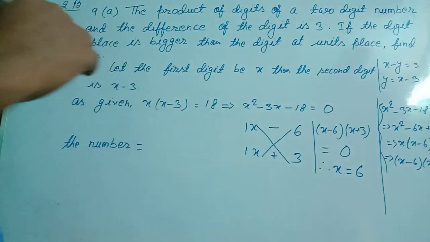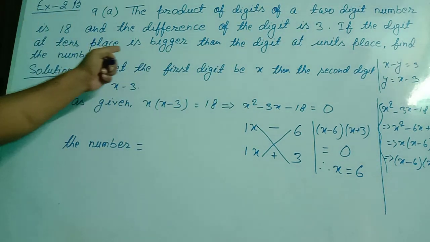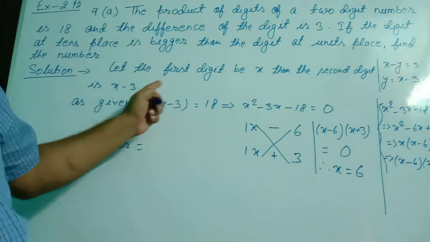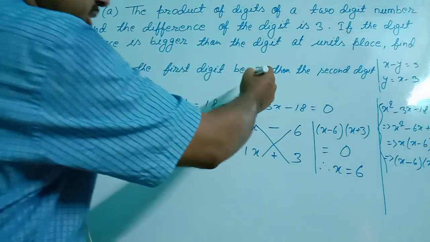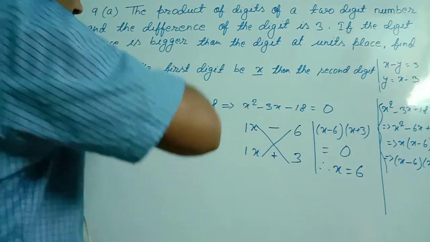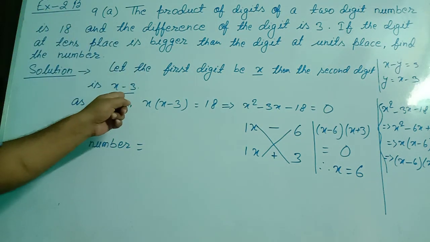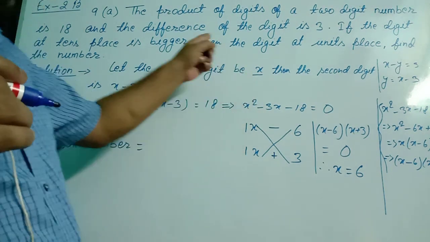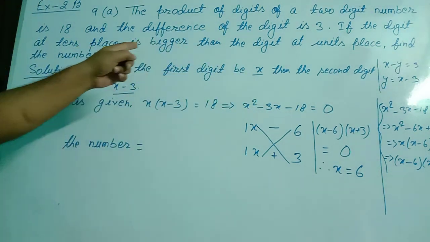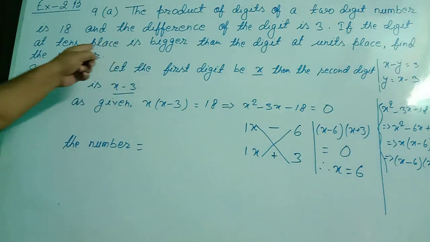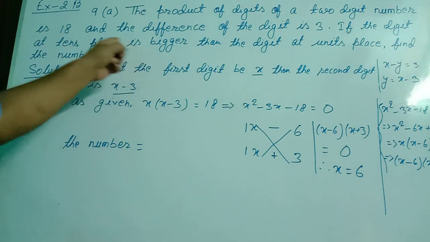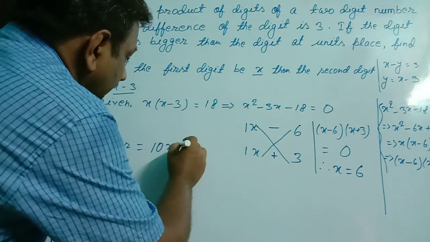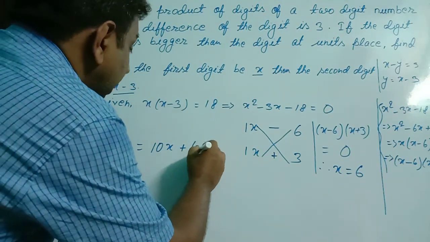The number is equal to, if the digit at tens place is bigger. We have two expressions, x and x minus 3. Which one is bigger? This is bigger. This is smaller. Why is it smaller? Because 3 is subtracted from x. So this became smaller and this is bigger. So the bigger is at tens place. Tens place is bigger if the digit at tens place is bigger. The bigger digit is 10x and the smaller digit is x minus 3.